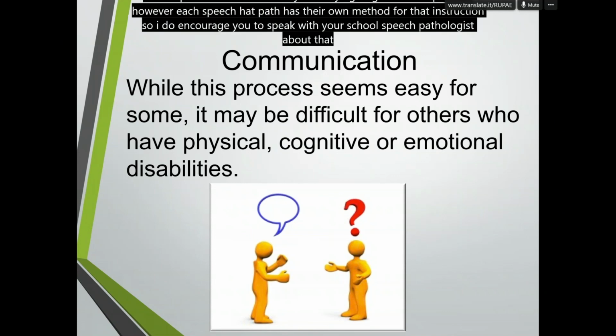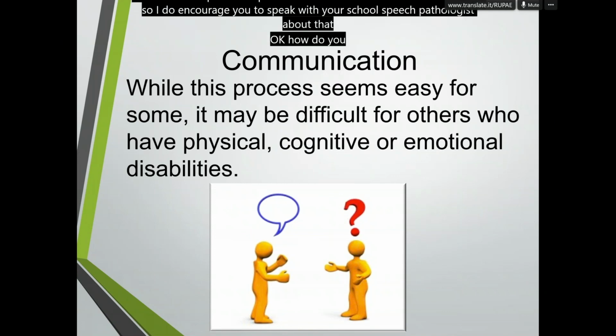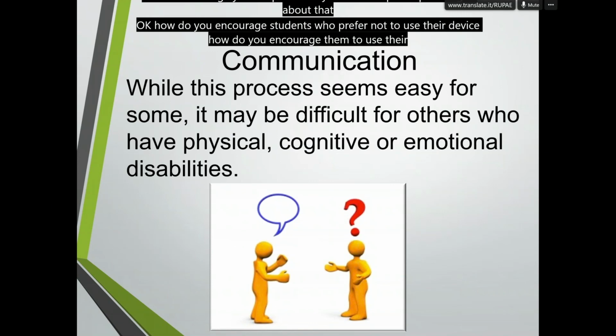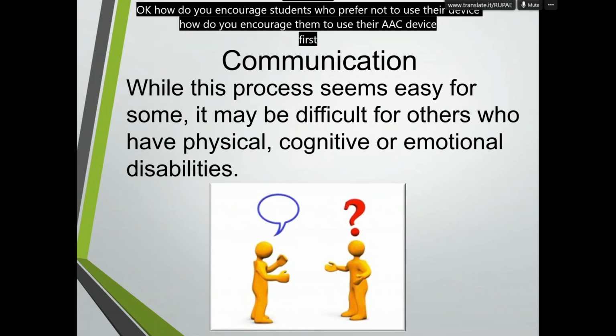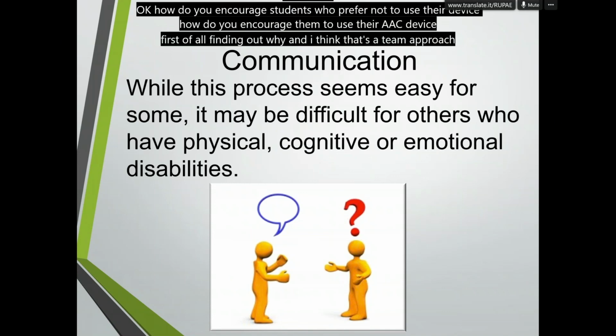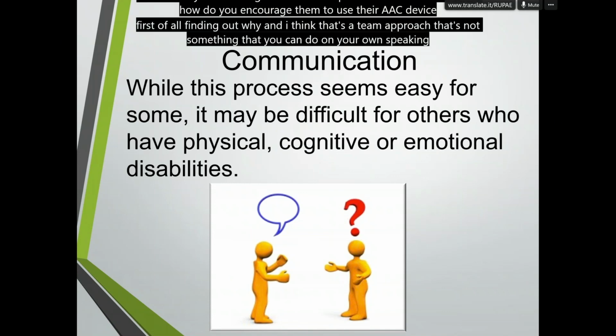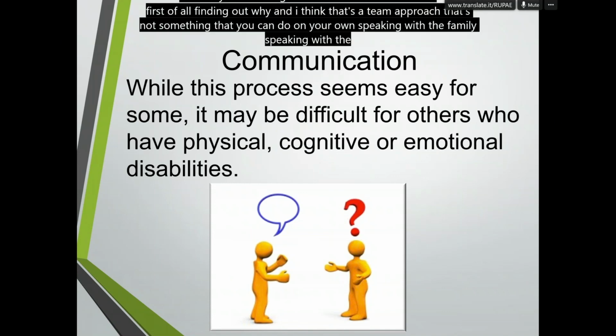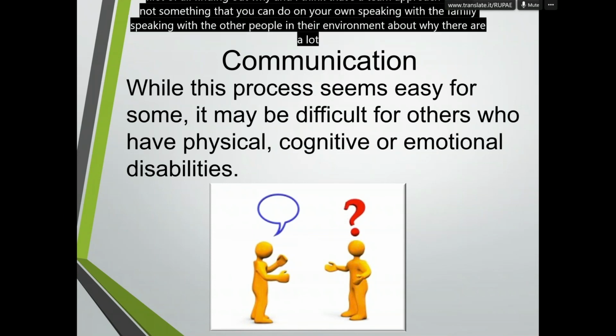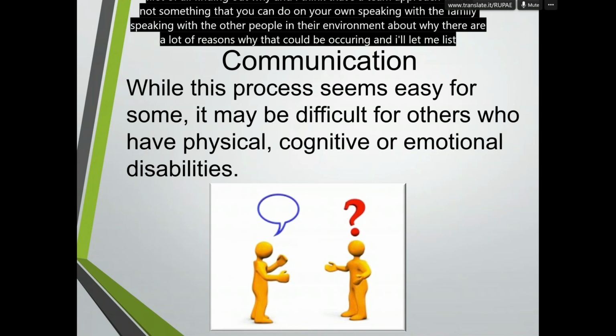Okay, how do you encourage students who prefer not to use their device? How do you encourage them to use their AAC device? Well, first of all, finding out why. And I think that's a team approach. That's not something that you can do on your own. Speaking with the family, speaking with the other people in their environment about why. There are a lot of reasons why that could be occurring. And let me list a couple of the most common ones that I see.